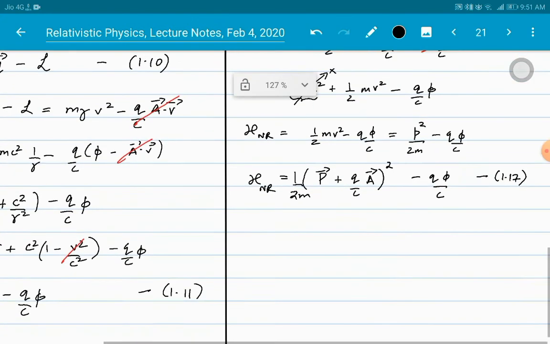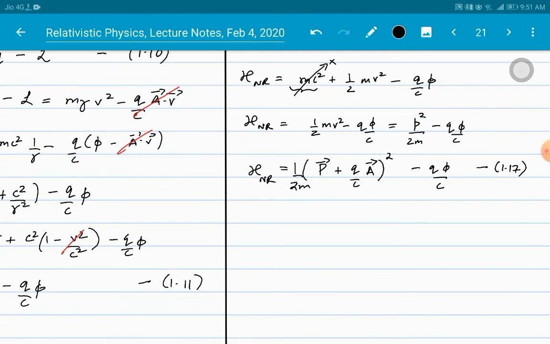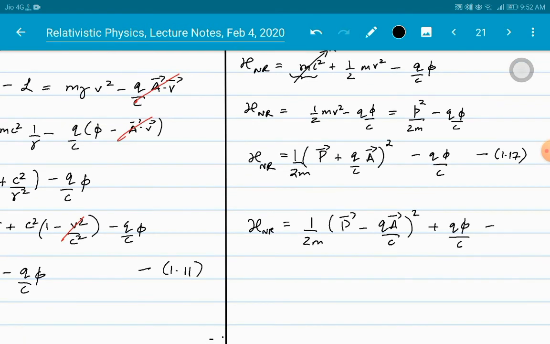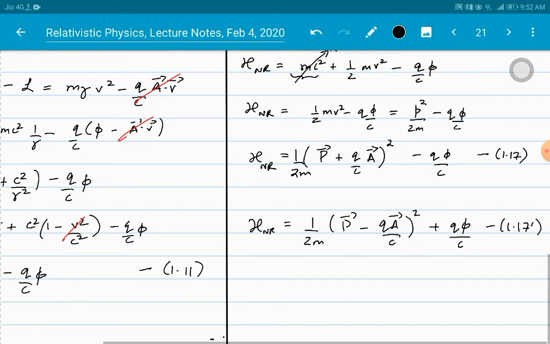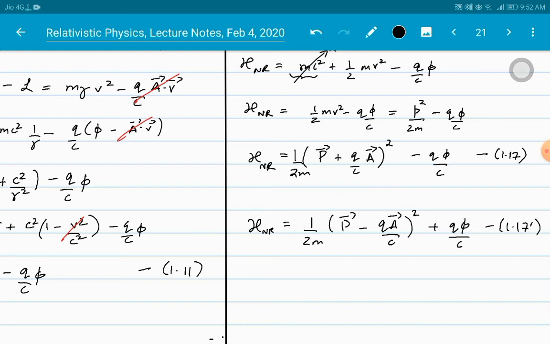Now if you refer to any of the textbooks, like I have been doing, you will see that the expression that is presented in most of these textbooks is slightly different. It has a sign difference in front of the components of the 4 potential. So let me write this as 1.17 prime. Now how do I get 1.17 prime?